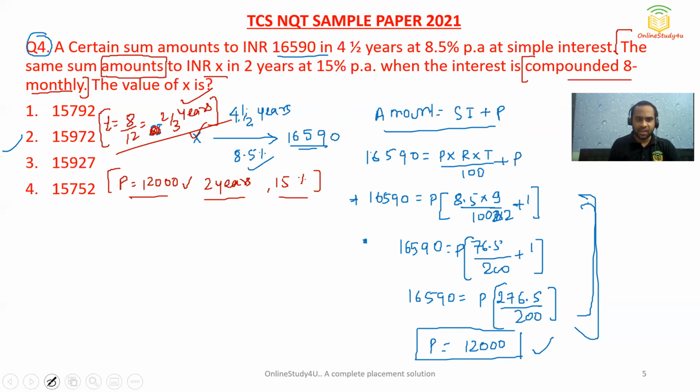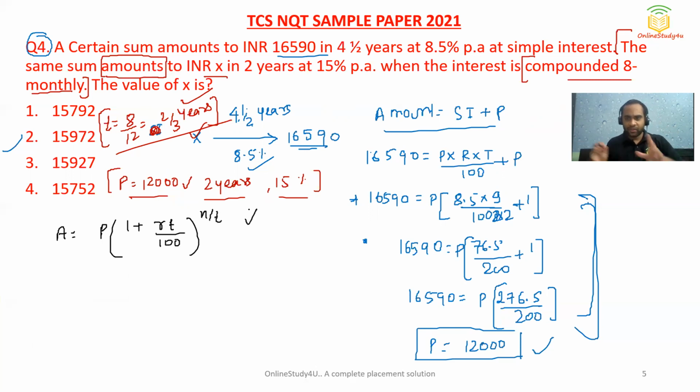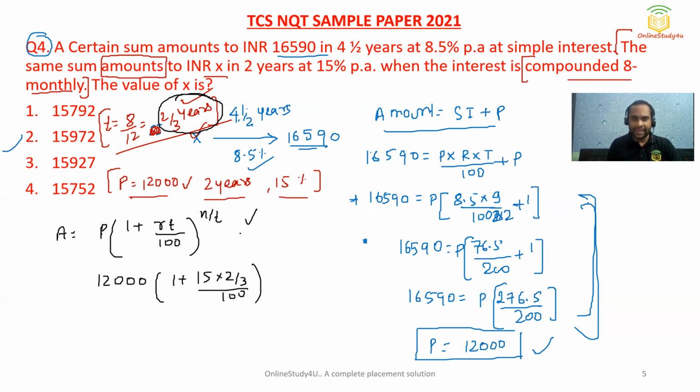There is a formula. We will write the formula. Amount will be equal to P into (1 plus R into T by 100) to the power N by T. Keep this in mind: whatever I am telling you, different formulas will be written at different places. There is some logic behind that, I will tell you sometime. Now, principal is 12,000, 1 plus rate is 15. It is getting compounded 8 monthly, so 2 by 3, divided by 100. N is what? Year they have given, 2. And then again this is T. T we have calculated, so divided by 2 by 3.